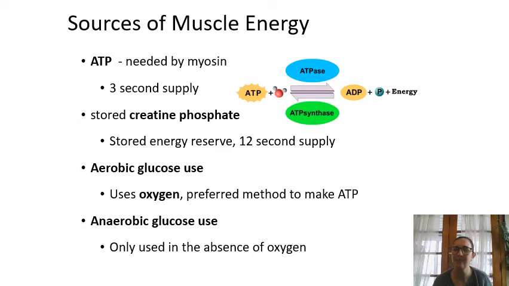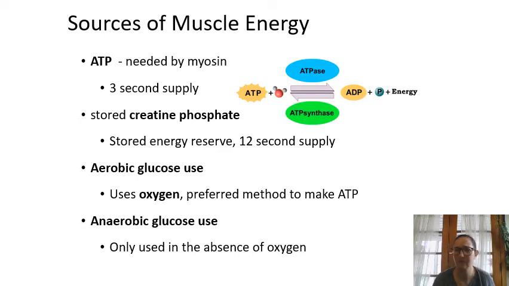You only have about a 3-second supply of ATP in your muscle cells at any given time. That's not a whole lot, which means I could flex this muscle for about 1 to 3 seconds before it's going to get tired out, and I'm going to have to move on to my backup energy supply. So 3 seconds of ATP, and then I move on to stored energy in the form of a molecule called creatine phosphate.